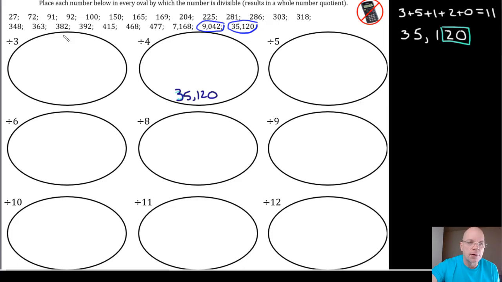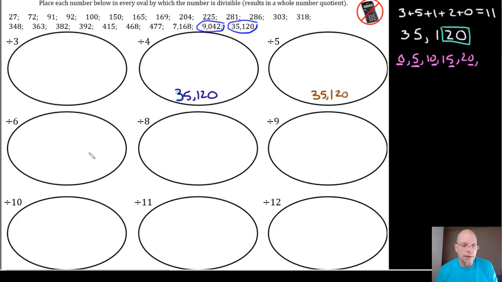If we look at the pattern for multiples of 5, starting with 0, which is the first multiple of 5 because it's 0 fives, 1 five is 5, 2 fives is 10, 3 fives is 15, 4 fives is 20. There's a repeating pattern for the units digit. It's either 0 or 5. And so any number that has a 0 or a 5 in the units digit is divisible by 5. Of course, this number, 35,120, has a 0 in the ones place.